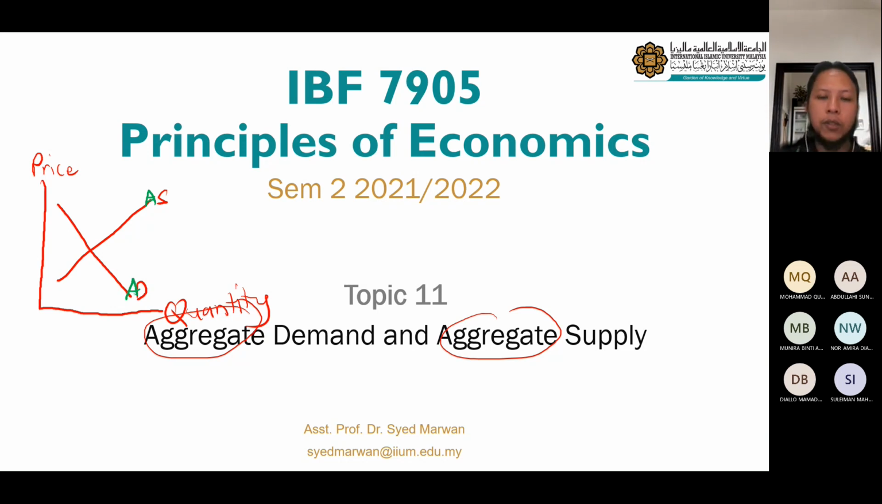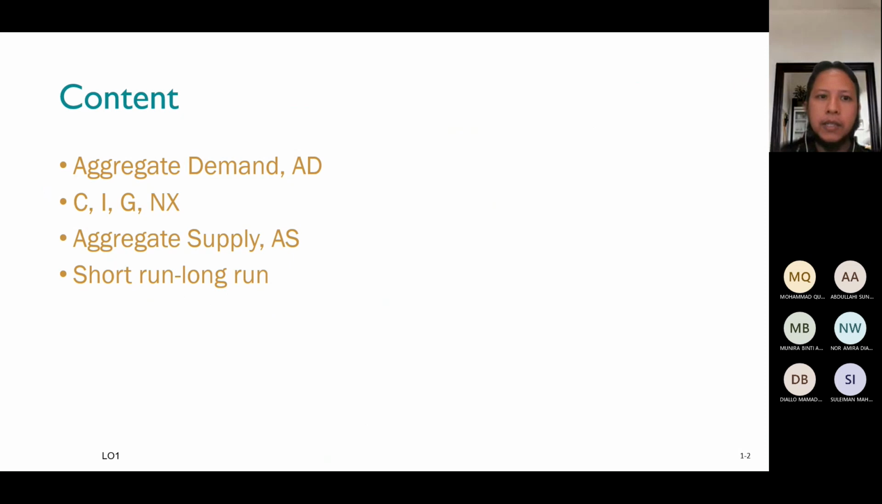So it's more or less the same in terms of downward sloping and upward sloping, but the principles will be different. The factors that influence the shape will be different, right? So there are different factors that we will see later on, and basically these are the content that we will cover for this topic. Okay, so we look at aggregate demand.